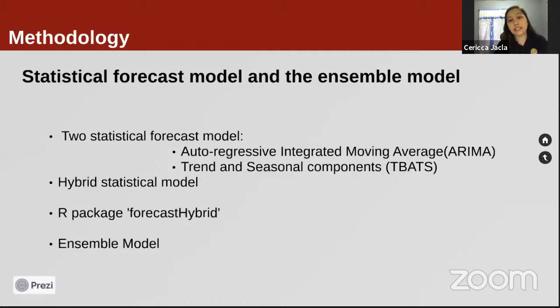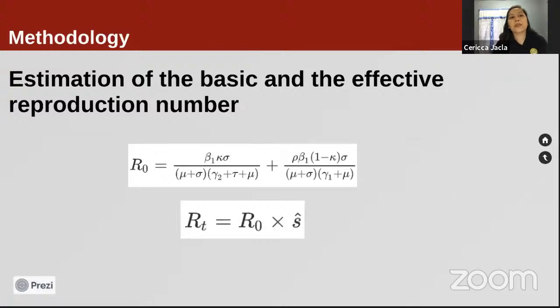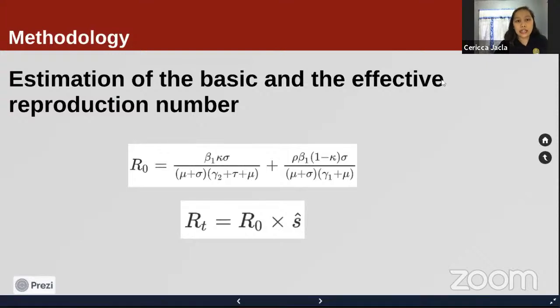And the last model that they used to support their mathematical model is the ensemble model. An ensemble model is a combination of two models used to create a single model. So our researchers used the model with lockdown and without lockdown to create an ensemble model. For the estimation of the basic and the effective reproduction number, R sub 0 is the basic reproduction number, and R sub t is the effective reproduction number.